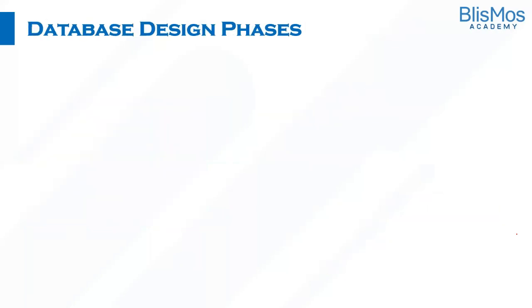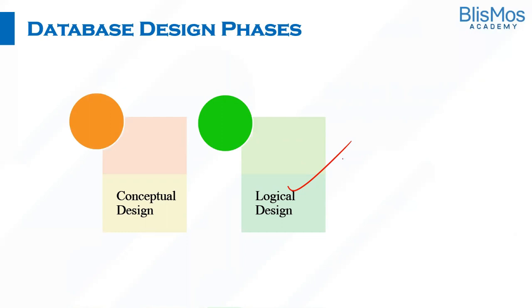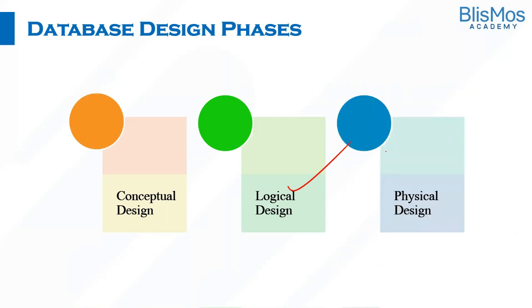How do you go about designing the database? We do have different phases. First one being the conceptual design or a conceptual model. The second one being the logical design or logical model. The third one being physical design or a physical model. Let us look at them one by one.